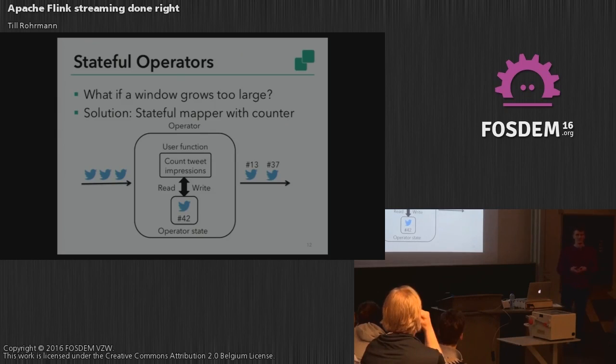The problem with windows is that they keep the data around. So as long as the window is not finished and hasn't been computed, you have to store the data somewhere. And in case the window is either really long or the elements are really large in size, it might not be feasible to do so. And when it comes to counting, we don't really need the information of the events, right? The only thing we need is to know that there was an element, and then we have to increment a counter along that, for example. So to do it a little bit more memory efficient, we can create a stateful mapper, which simply increments a counter value every time it sees a new element. That's a different way to implement a solution to this problem of counting impressions.